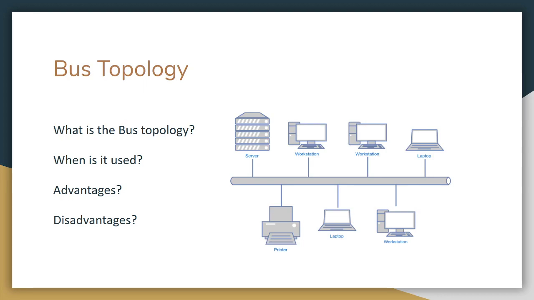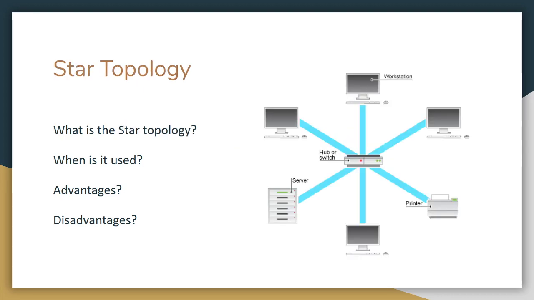Some advantages to having a bus topology is that it is very cheap to set up and quite easy to expand because you can just simply connect another connection onto the main cable. However, on the other hand, some disadvantages of the bus topology is that if the main cable fails, the entire network will go down.